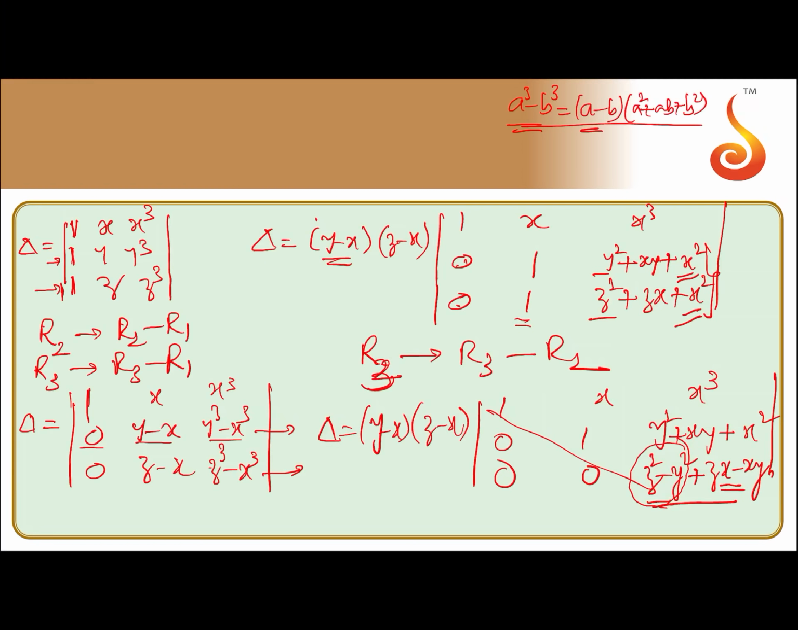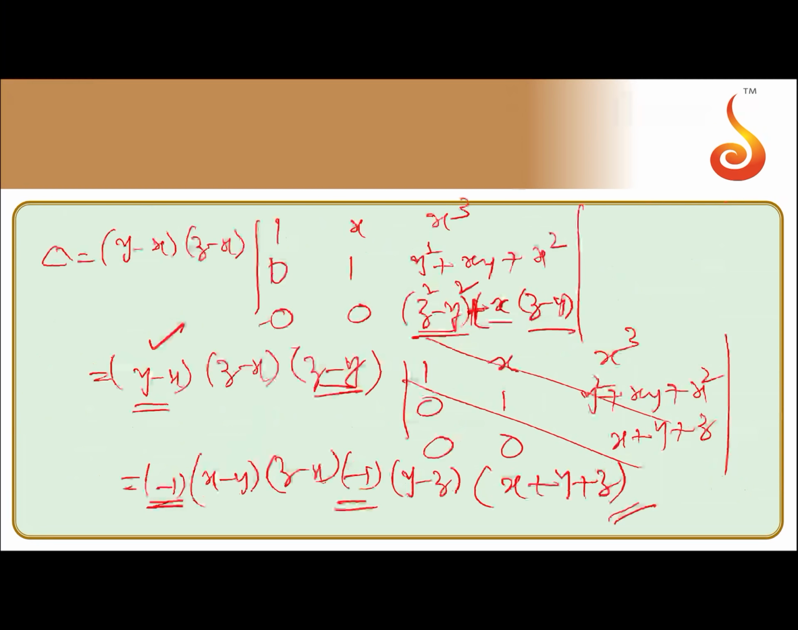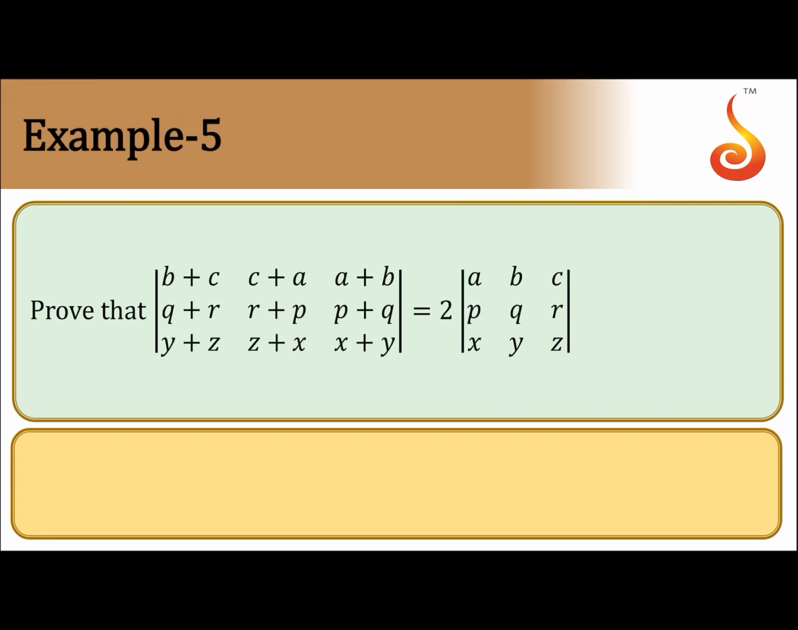Hope you understood the logic of this problem. So whenever you find 1, 1, 1 here, take R2 minus R1, R3 minus R1, it will be simple to simplify the problem. Let's proceed to example 5. One other typical example.